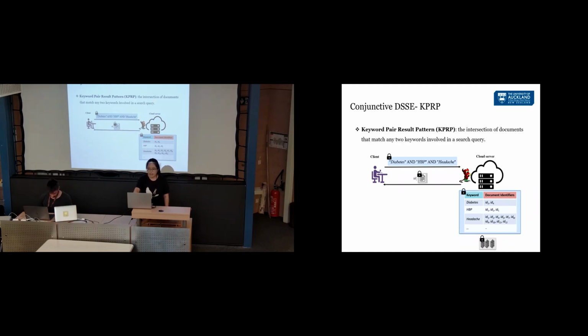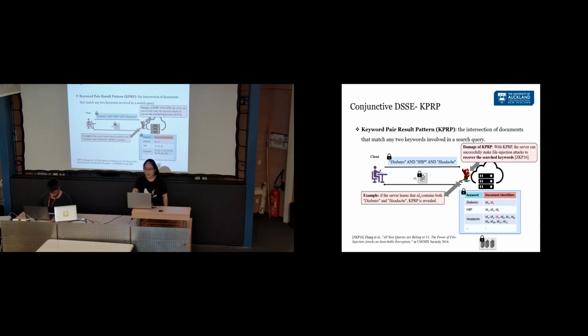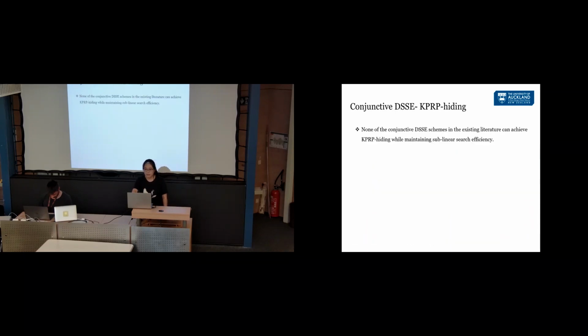Conjunctive search can incur a leakage profile called the keyword pair result pattern, which refers to the intersection of documents containing any 2 keywords involved in a search query. For instance, in this example, if the server can learn ID4 contains both diabetes and headache, we can say keyword pair result pattern is revealed. And with keyword pair result pattern, the server can make file injection attacks to recover the plaintext information about such keywords. So keyword pair result pattern should be hidden from the server.